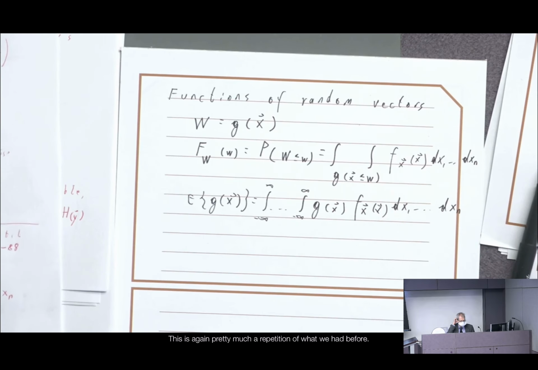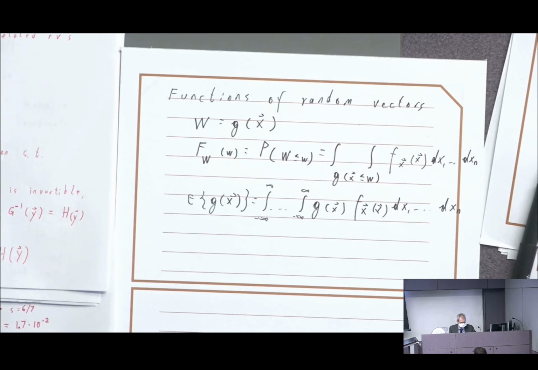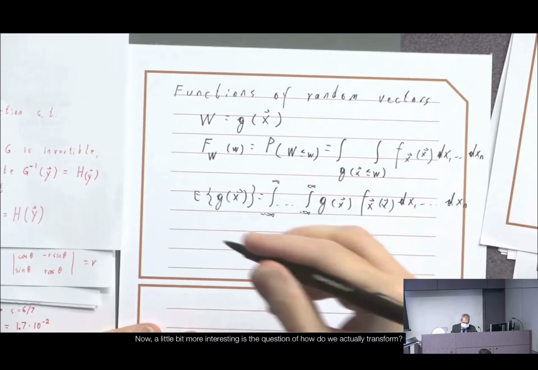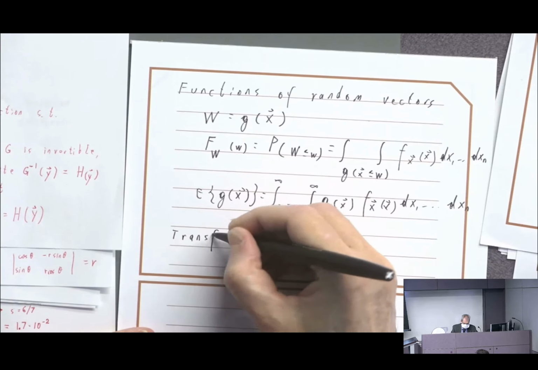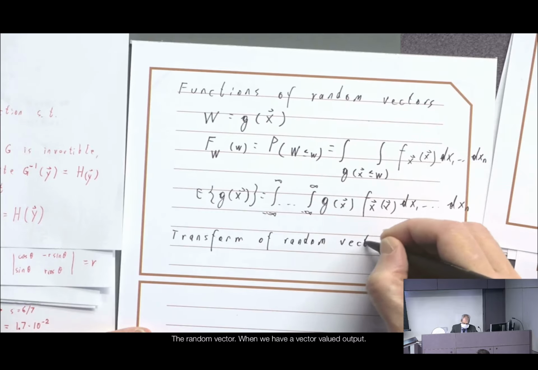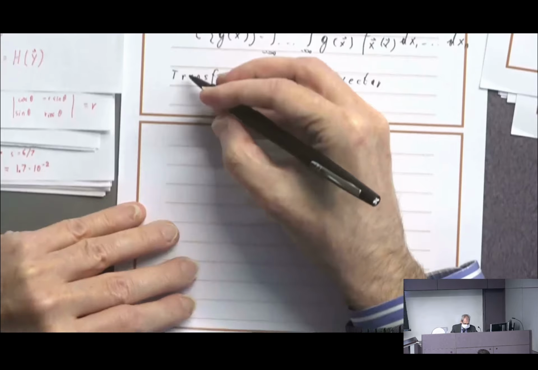This is, again, pretty much a repetition of what we had before. Now, a little bit more interesting is the question of how do we actually transform a random vector when we have a vector-valued output.